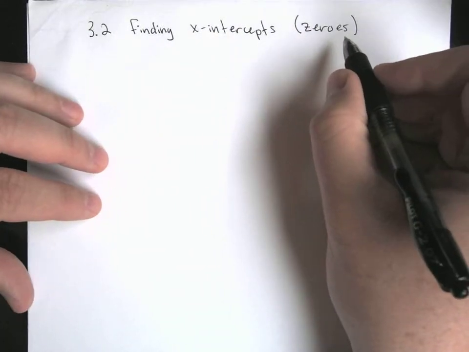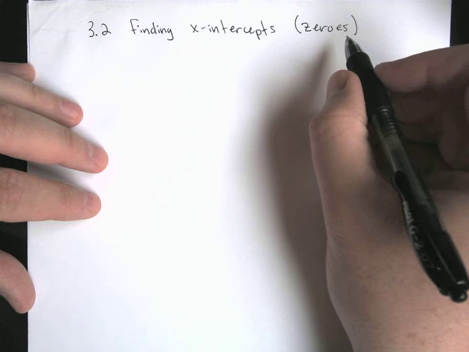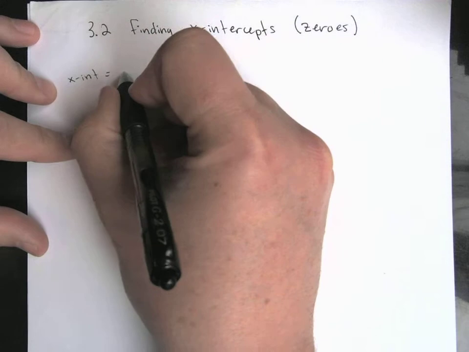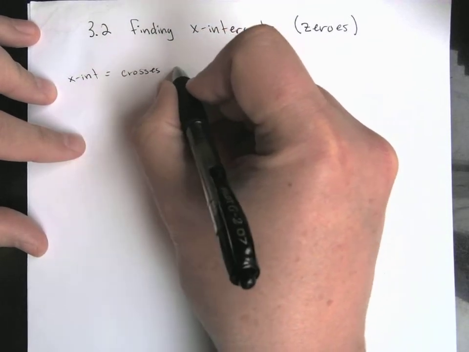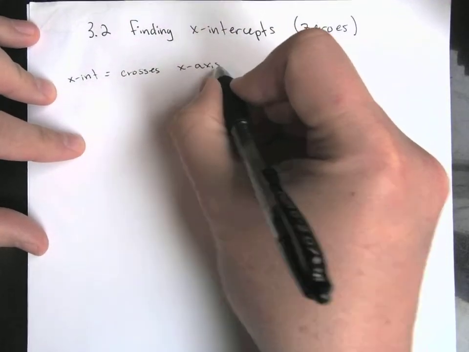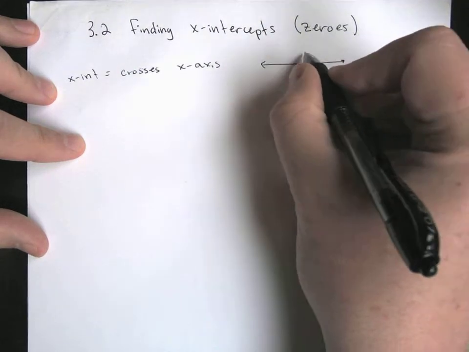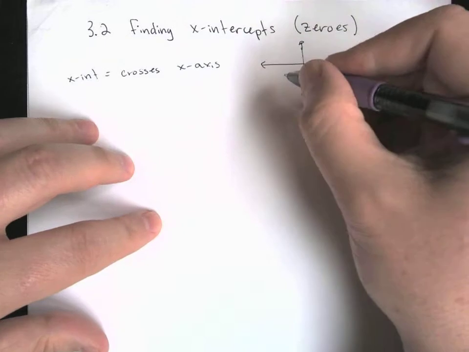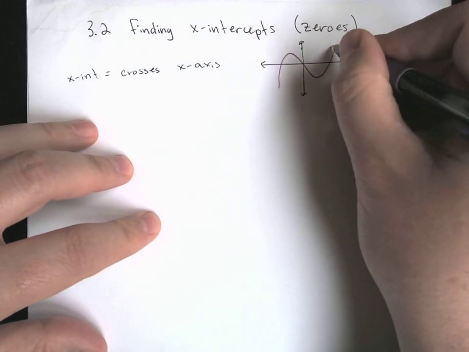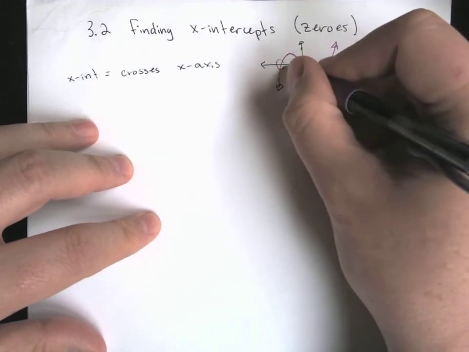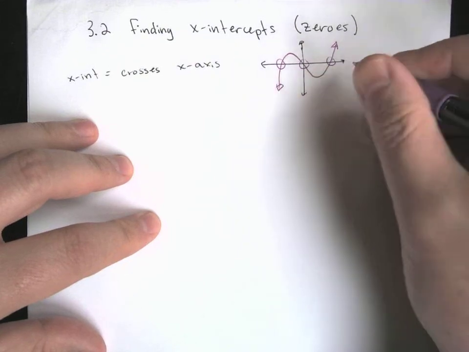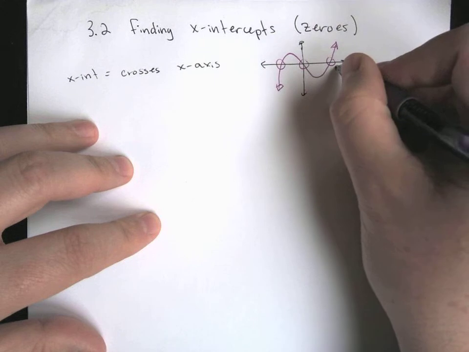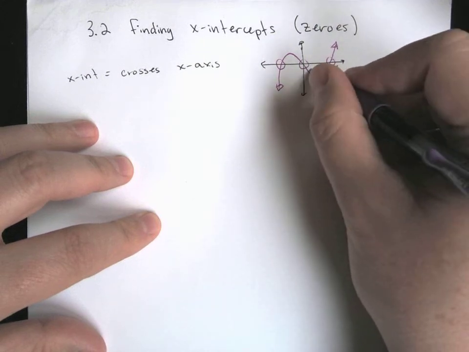I think the book calls them the zeros of the function, the zeros of the polynomial. X-intercept, of course, is where the function crosses the x-axis. So that's our horizontal axis. If we just do a quick sketch of a random polynomial, right, we'd have x-intercepts here, here, and here. Right? All of these crossing points.